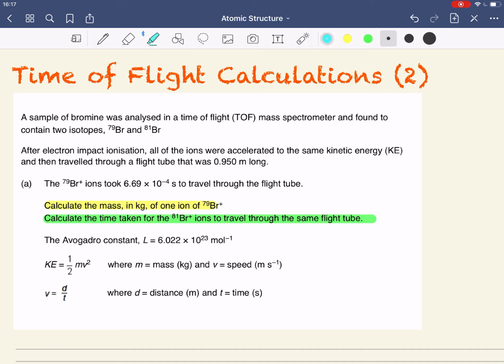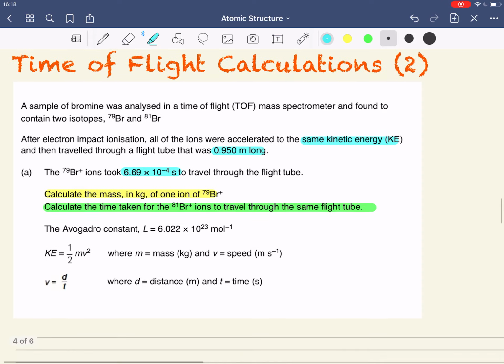We've been told that the ions are accelerated to the same kinetic energy. The flight tube that both ions go through is 0.95 metres long, and the Br-79+ ions took 6.69 times 10 to the minus 4 seconds to travel through the flight tube.